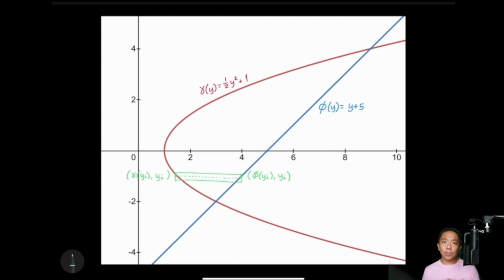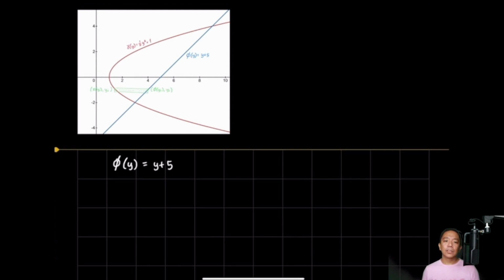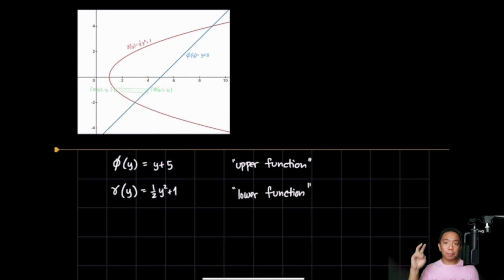So here, we could see, para makuha natin yung length nung rectangle natin, this will be phi of y sub i minus gamma of y sub i. Kasi nga, nasa upper yung phi, plus yun yung way para maging positive yung distance. And yung kanyang height will be given by delta y. But we'll jump diretso na dun sa definite integral. Hindi na natin siya i-express as a Riemann sum. So, let's just label na si phi of y, siya si y plus 5 at siya yung upper function, siya yung nasa right side. Tapos si gamma of y, siya yung lower function, siya yung nasa left side.